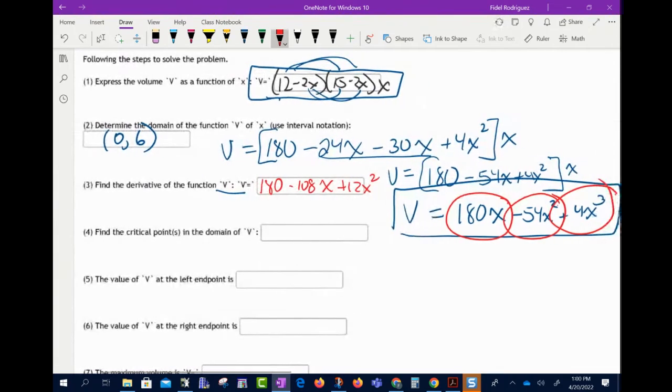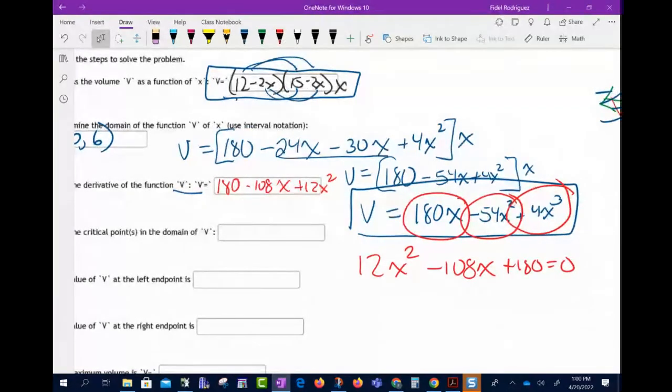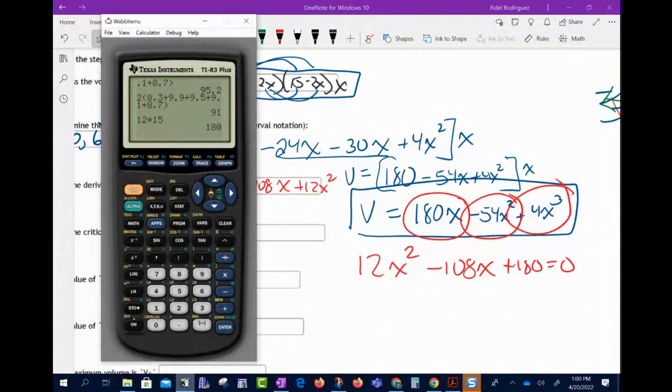Now, step number 4 says, let's find the critical points in this domain. So y'all, the way we're going to find our critical points is we're going to take that derivative that we just came up with and we're going to set it equal to 0. Now I'm not certain if it will, but I'm going to double check. And I hope it does.